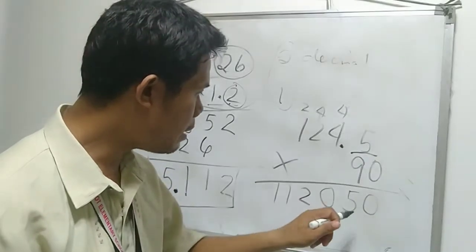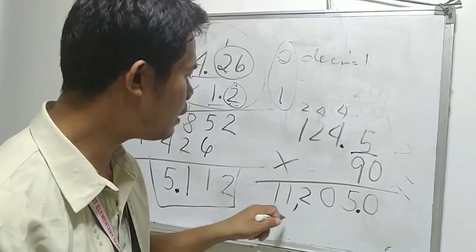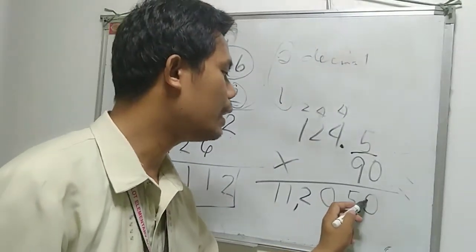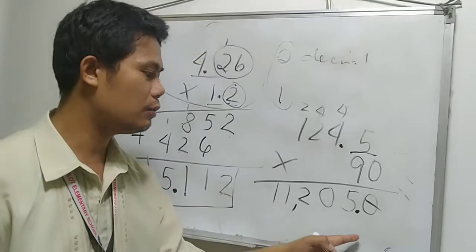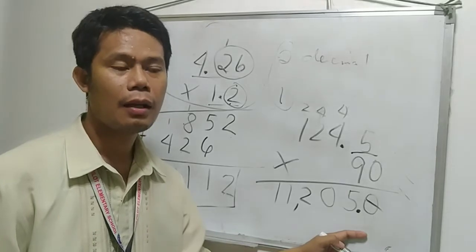So, 1 decimal place lang po ang ilalagay natin. So, that is why our answer is 11,205.0. So, pwede mo nang tanggalin ang 0 kasi wala na siyang value since .0 na lang ang nakalagay. Is that clear? Okay, very good.